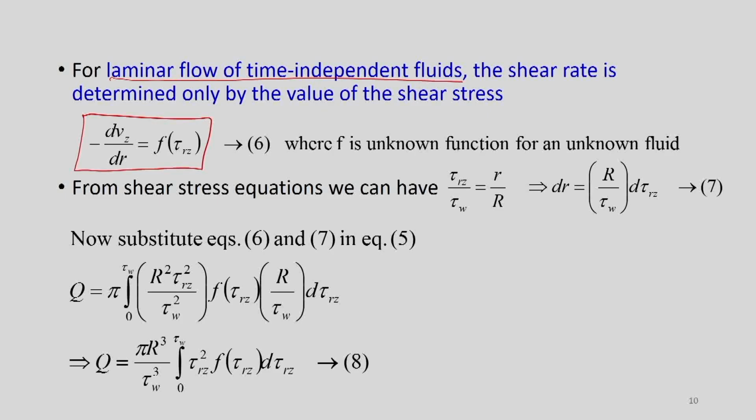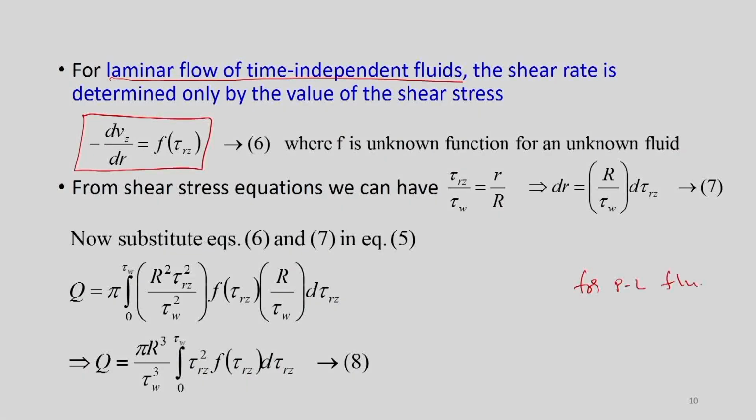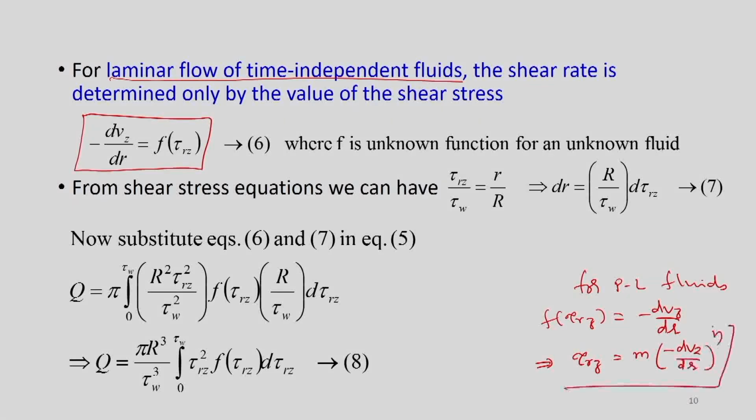So, then we take it as an unknown function. Otherwise, let us say it is a power law fluid. For power law fluids we have already seen that f of tau rz, which is equal to minus dvz by dr, we know as tau rz is equal to m into minus dvz by dr, whole power n.